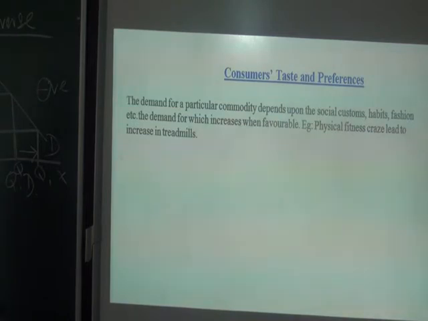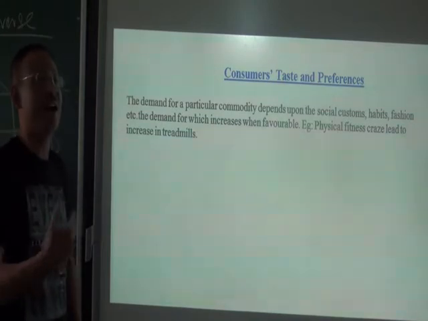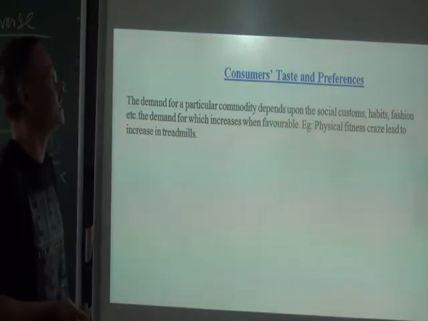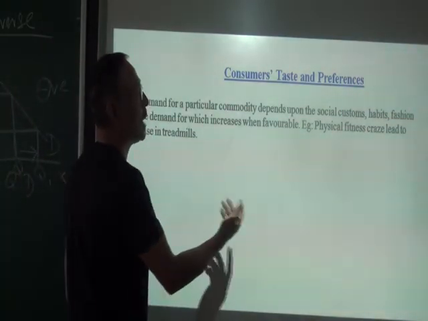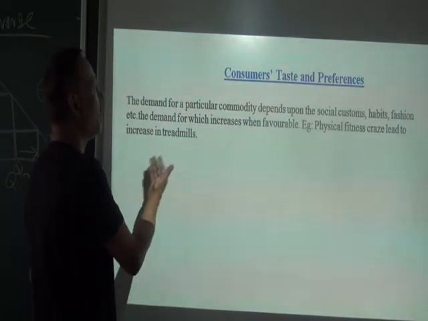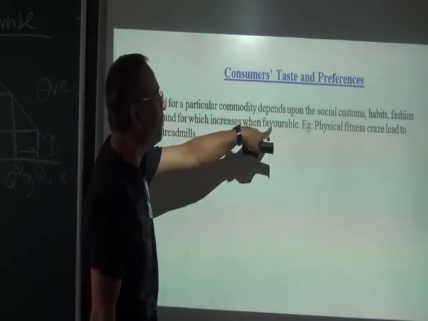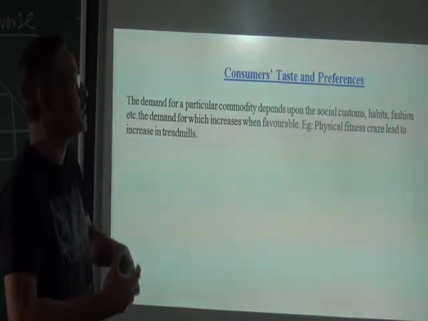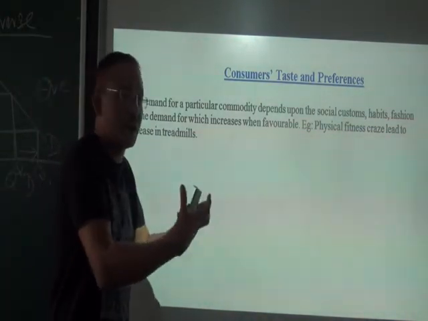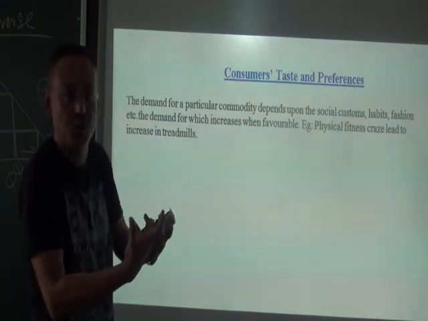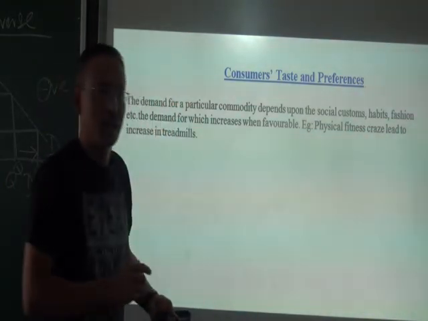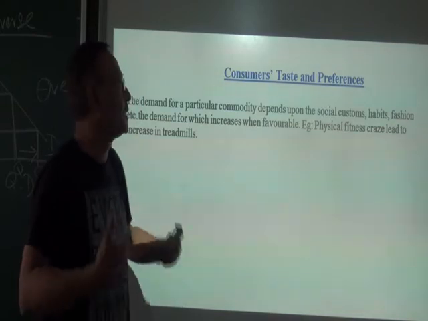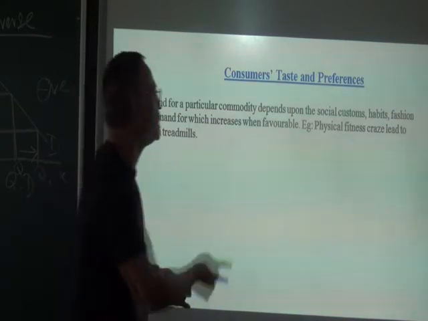Next is consumers' taste and preference. Consumers' taste and preference is basically about the fashions, the habits, the social customs that are taking place. You will see the demand for a particular commodity depends upon the social customs, habits, fashion, etc. The demand increases when favorable. Favorable means that if people prefer, let's say, slim fit suits, and that is in fashion, then demand is more. That means it's favorable. So if you are having loose fit or outdated clothing, then the demand won't be there, it is unfavorable.